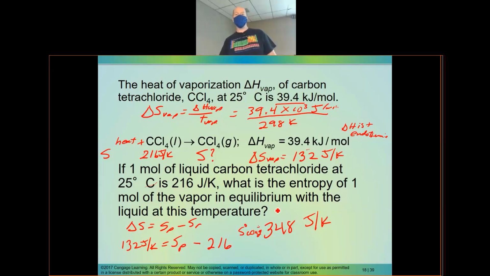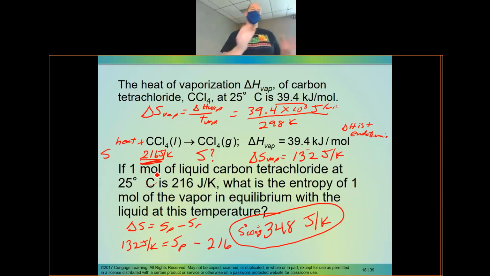All right, and so what we did know before we got our answer of 348 joules per Kelvin is that the liquid was 216. The S value is 216. When we compare the liquid to the gas, we know the gas has much more disorder, which means that number has to be greater than 216. And so that number is 348 joules per Kelvin.